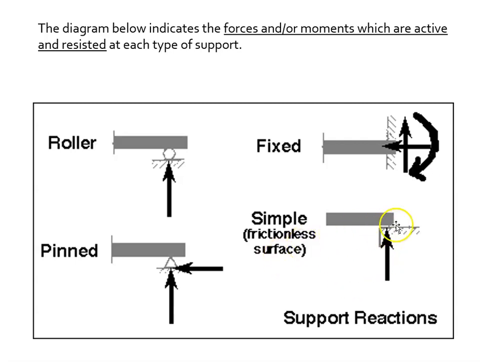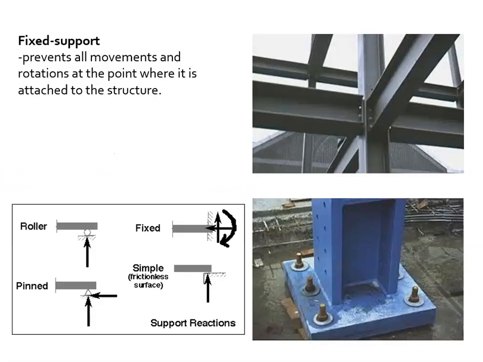Simple, frictionless, so that means there's actually no connection. It's just sitting there by gravity, and it's only going to resist this vertical load. Okay, let's just look at a couple examples and we will conclude this first presentation here. So here are fixed steel connections. It prevents all movements and rotations at the point where it is attached to the structure. So here's our fixed: up, down, left, right, moments. This thing is not allowed to move in any direction. Okay?